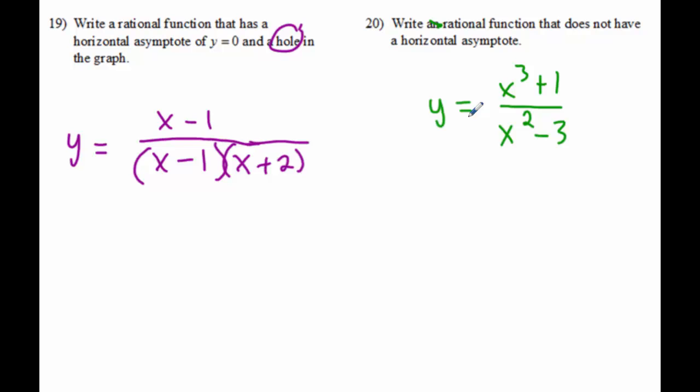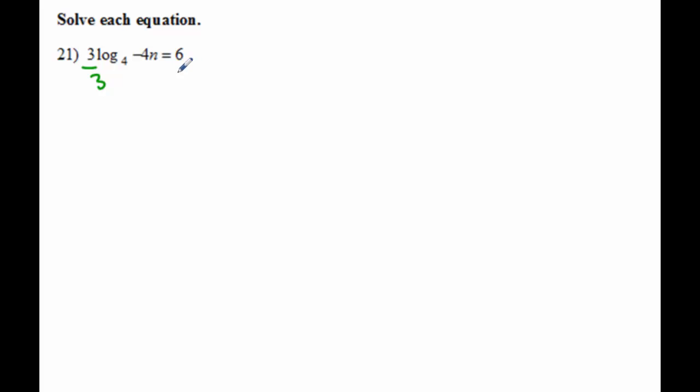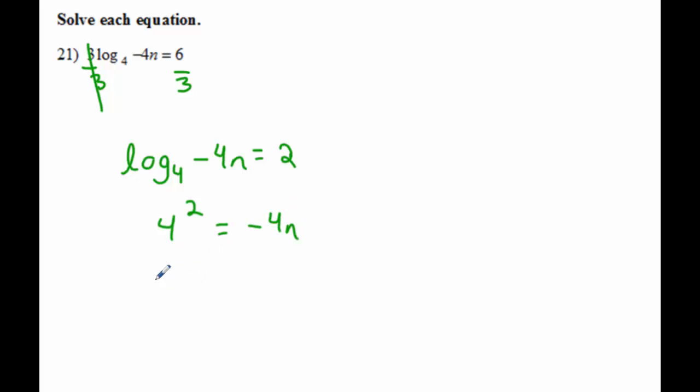And that would work. Divide by 3 to get our log by itself. And then change it to exponential. So we have to do 4 squared equals negative 4n. Divide both sides by negative 4.